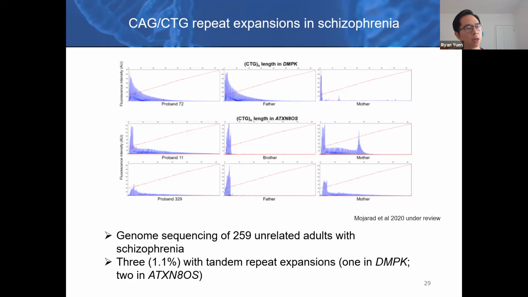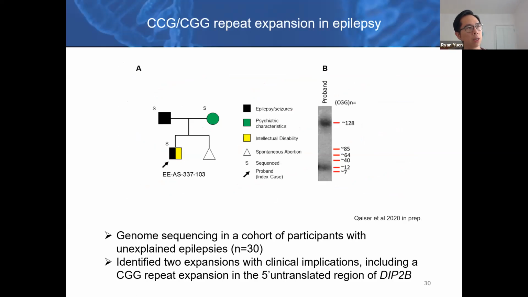I just want to highlight some examples that I did with other cohorts. We have whole genome sequencing data in over 200 unrelated adults with schizophrenia, and using ExpansionHunter targeting specific known regions, we were able to identify some large expansions in, again, DMPK and other known disease-causing regions. Similarly in epilepsy. All these are unpublished data. We also identified an expansion in DIP2B, which is a known expansion responsible for intellectual disability.